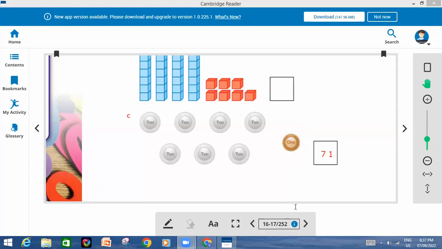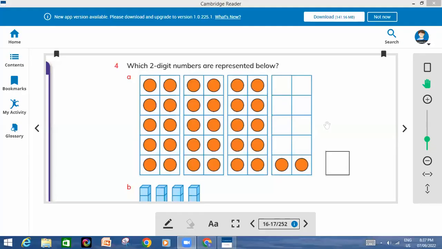So here guys, see here question number 4, part A. We have different objects in columns. If we are going from up to down, we say these are columns, and when we are moving from right to left, these are rows. So we have some objects in columns. Let's count them in columns: 5 and 5.